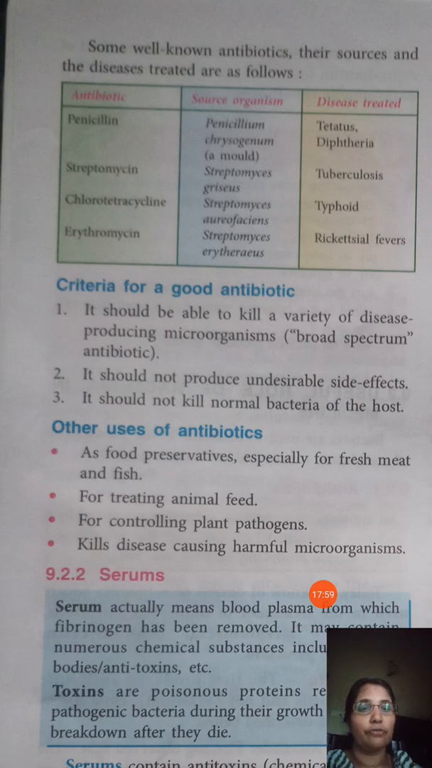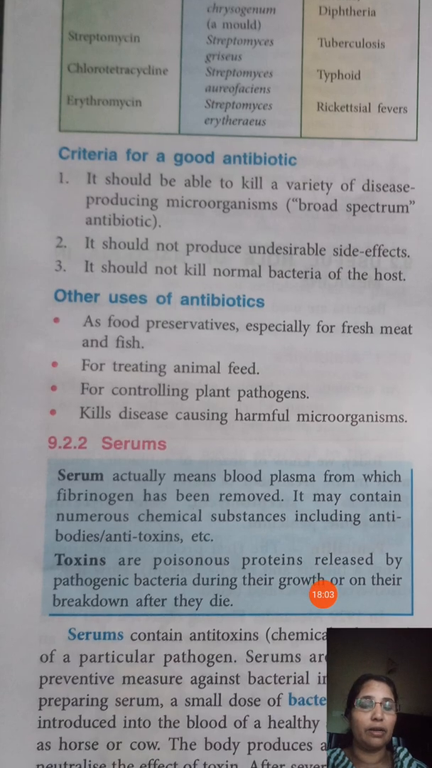Then other uses of antibiotics. More than a medicine, we are using antibiotics in several other ways. You see it as a food preservative, especially for fresh meat and fish. Even inside milk we heard that certain antibiotics are used, when we buy packet milk. Then for treating animal feed, to use as a preservative, otherwise it may be destroyed by many fungi or bacteria. For cattle feed or poultry feed, for treating or preserving it, antibiotics are used.